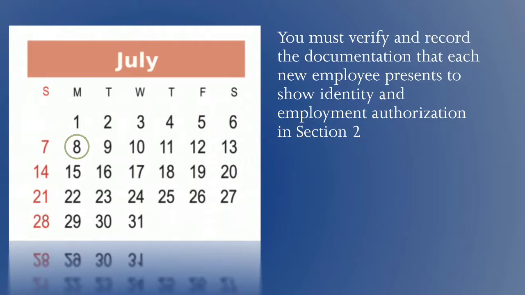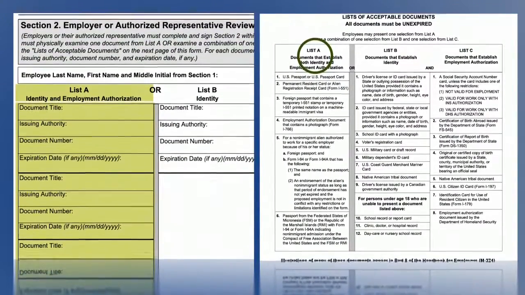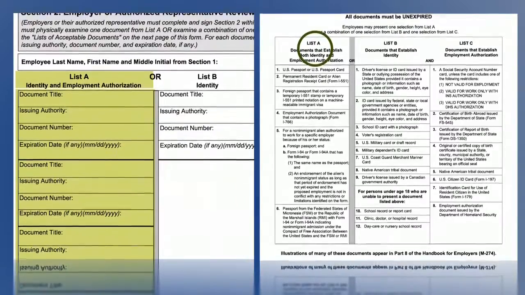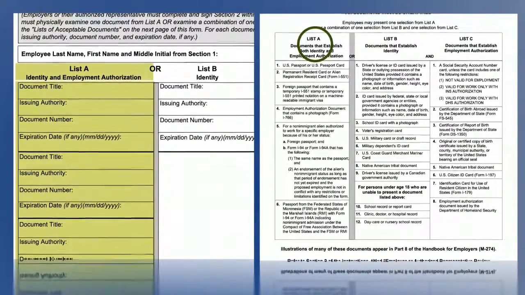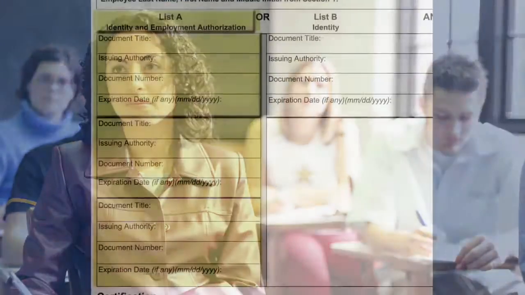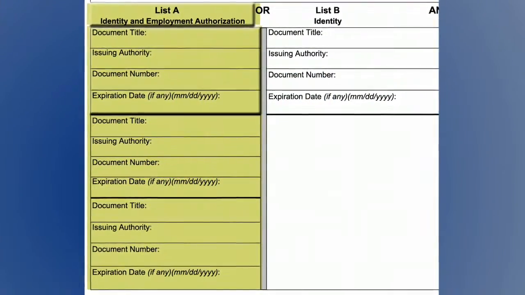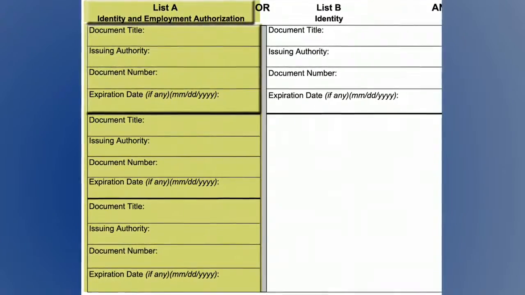You must verify and record the documentation that each new employee presents to show identity and employment authorization in Section 2. Section 2 of Form I-9 includes additional fields for the presentation of an employee's List A documents. Some employees may present more than one List A document. Foreign students, for example, may present up to 3 documents which, when presented together, establish identity and employment authorization under List A. In such an instance, you should use all 3 spaces under List A to record this information.